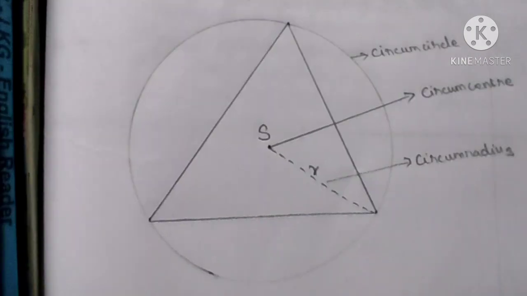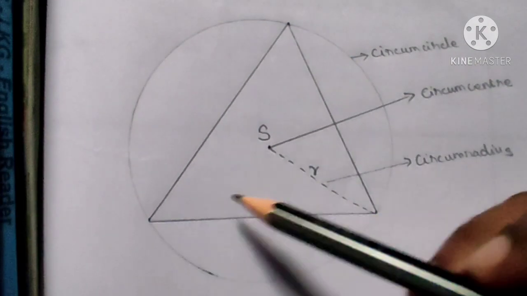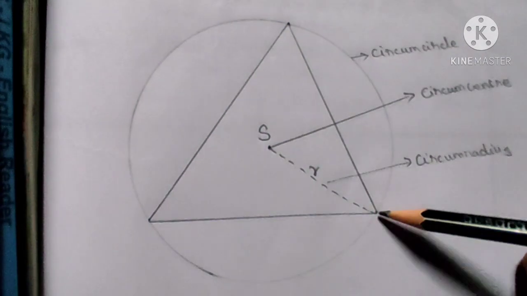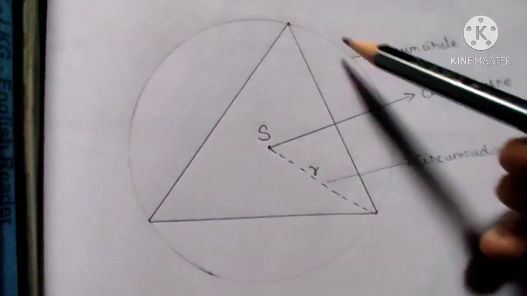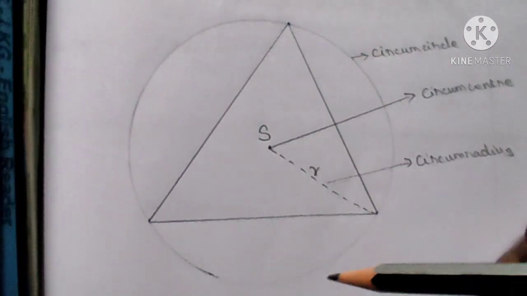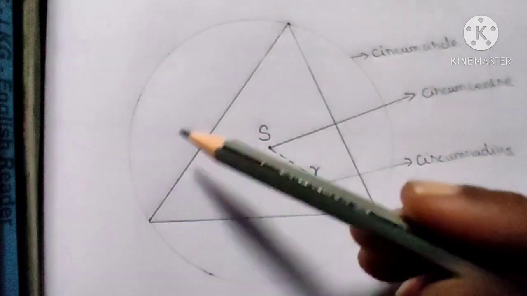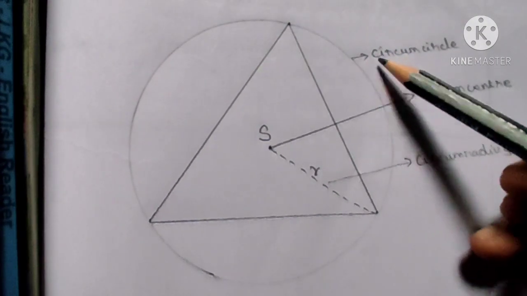One more time I will explain the definition. See, all the corners of the triangle are touching the circle, or the circle is passing through this triangle. Passing through the vertices of a triangle, so that circle is called the circumcircle.